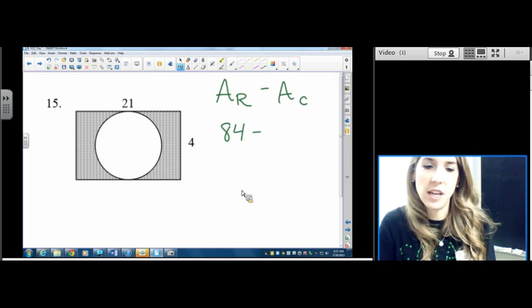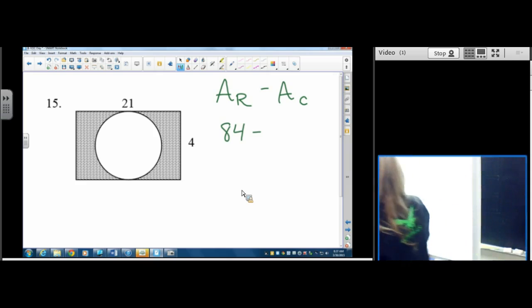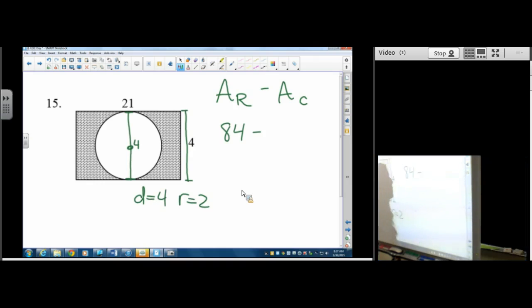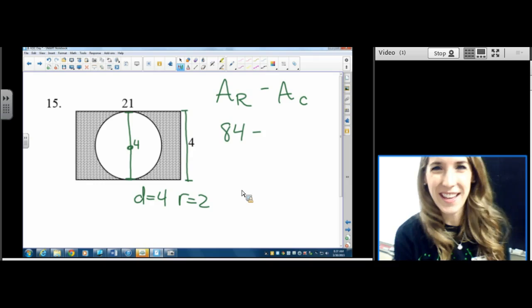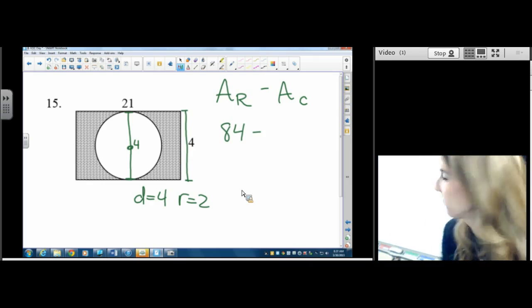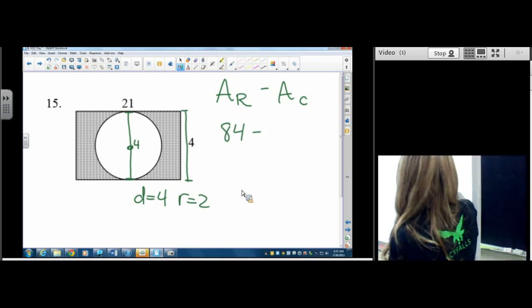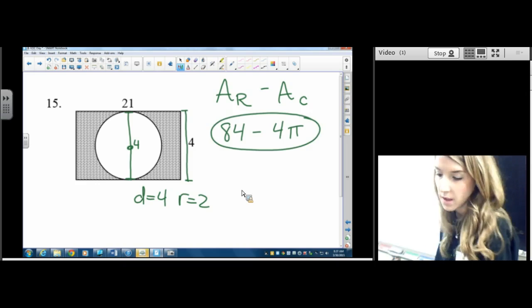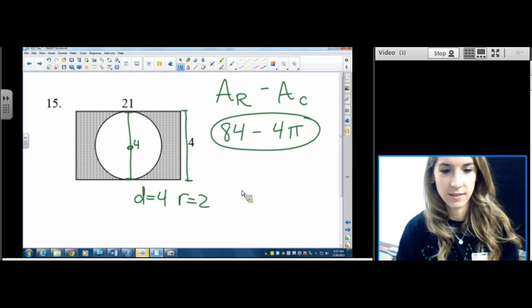Could be a little bit tricky, but it shouldn't be. Notice that from here to here, it's 4. That's the same as from here to here. It's 4. So we know our diameter is 4, making our radius 2. So the area of that circle is pi r squared. Pi times 2 squared. And we have now done number 15.